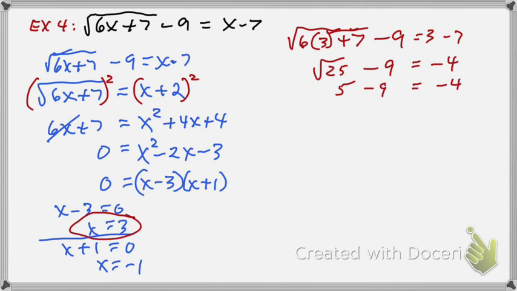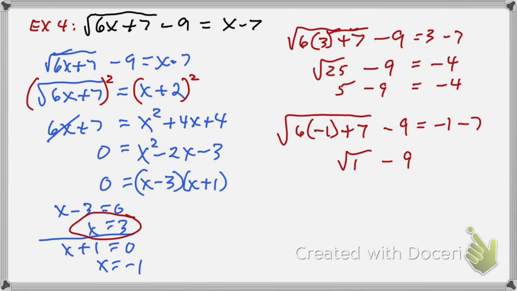I check the next one, so I've got 6 times negative 1 plus 7 minus 9. Does that equal negative 1 minus 7? Under the radical, I got negative 6 plus 7. That's that. Minus 9. Negative 8. True. So this one we actually had 2 solutions. Just a little bit of foreshadowing.